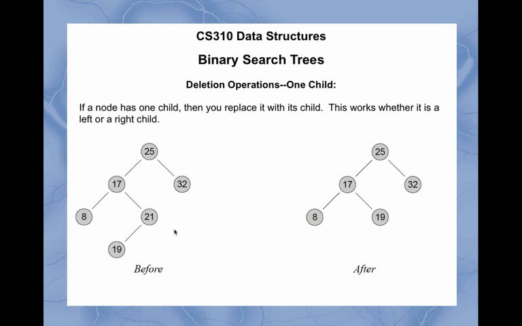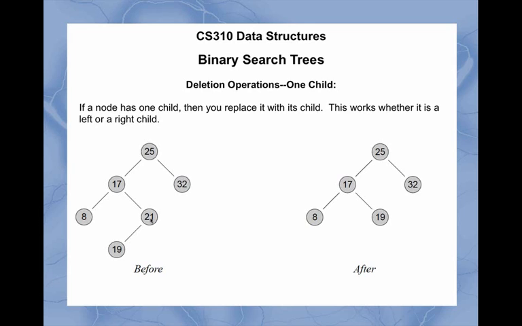The operation with one child is only slightly more complicated. So in this case, we are going to delete the 21. So we go to the 25 and we see 21 is smaller, so we go to the left. And we see the 21 is larger, so we go to the right. And we have found it.